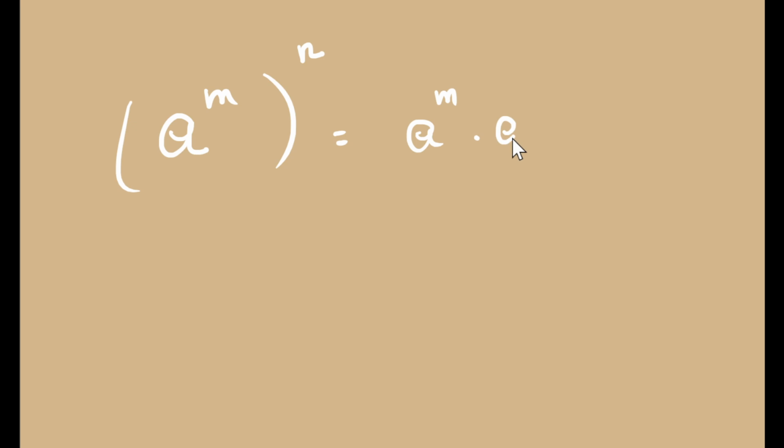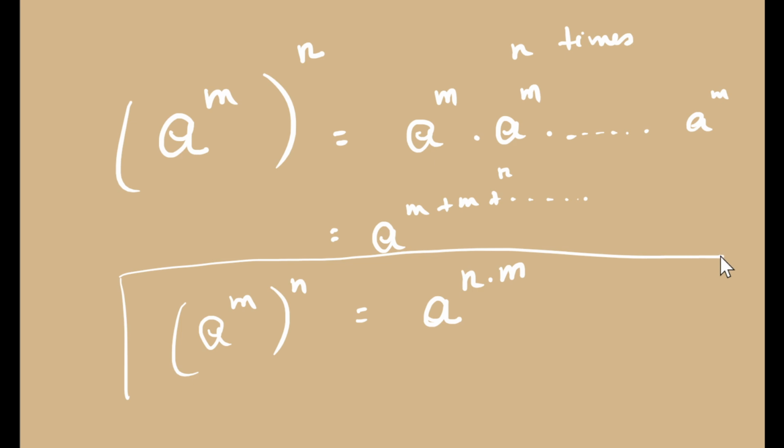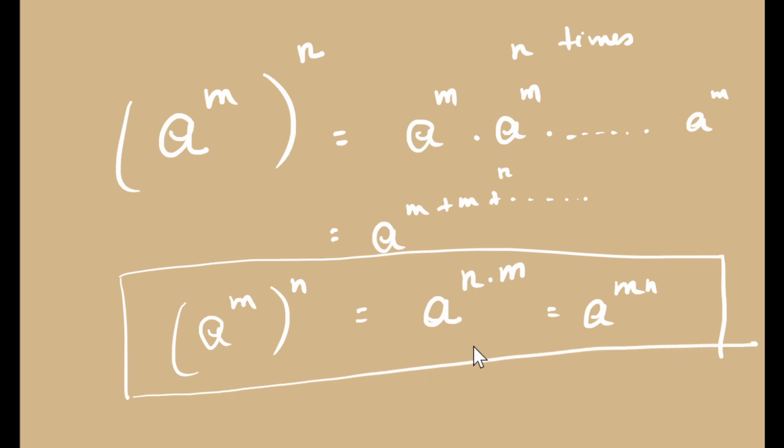On generalizing, if you have a raised to the power m, the whole thing raised to the power n, we can say that this is equal to a raised to the power m times a raised to the power m times, and so on, and this would continue for n times. So if you add all the powers, what would happen? A raised to the power m plus m and so on. How many m's would be there? n m's would be there. Or you can say that this is equal to a raised to the power n into m. So we have a raised to the power m, the whole raised to the power n, is equal to a raised to the power n into m, or you can also write it as a raised to the power m into n, because multiplication is commutative for numbers. So this is our rule.